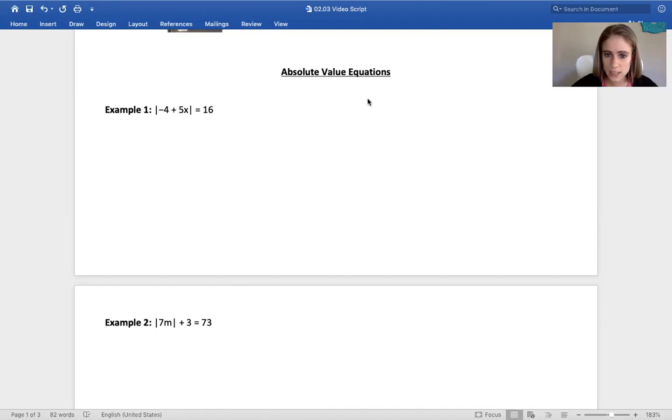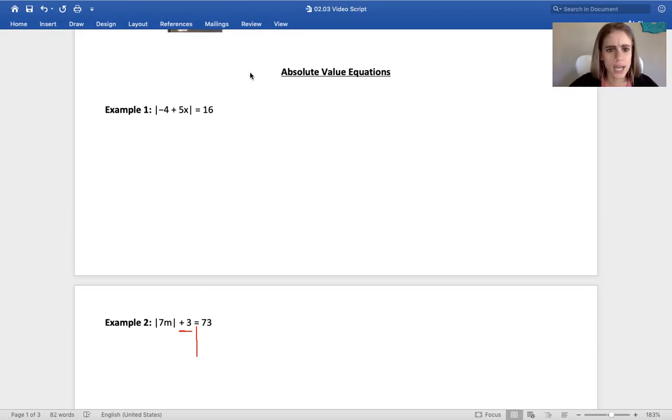Hopefully someone recognized that in example number 2, we have something outside of our absolute value. Now, what that means is we need to isolate the absolute value first, because it's only what is inside the absolute value signs that represents distance. So it is only what is inside of that absolute value that can be equal to the positive or negative version. Therefore, before you can split and make 2 equations, you always need to isolate the absolute value first.